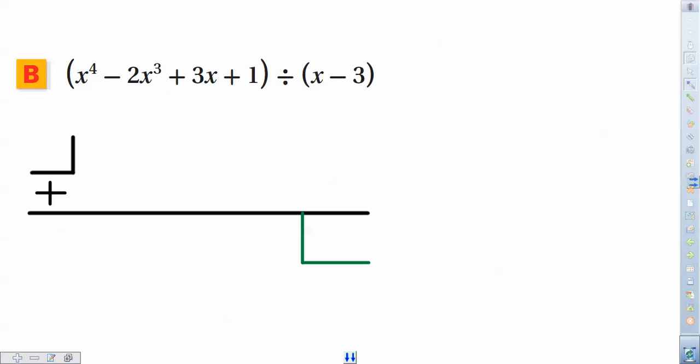Let's try it again. Negative 3 right there. Wait a second, we're not going to use negative 3 because it's in the form of x minus a right now. Our a value is nothing more than 3. What coefficients are we going to put in here? Careful, take a good look.